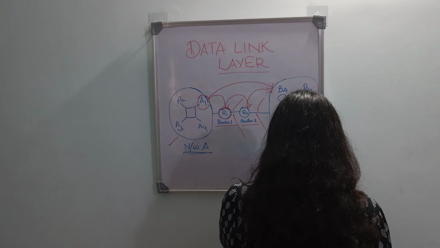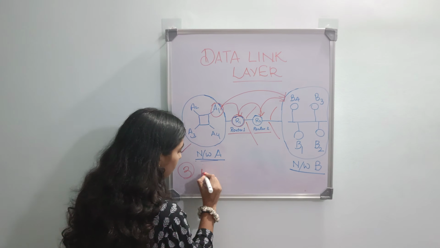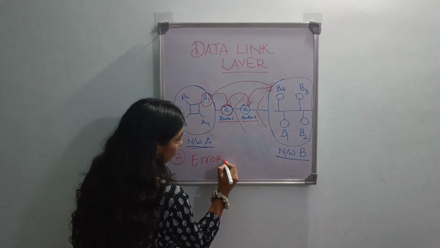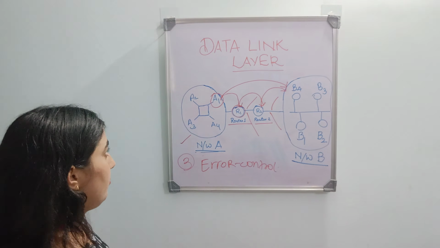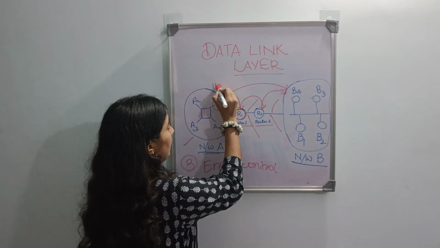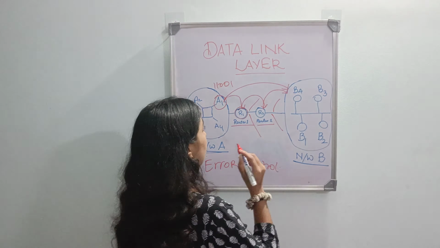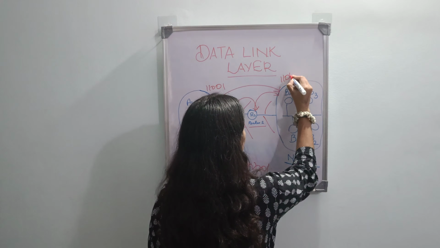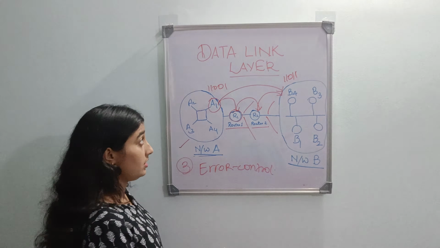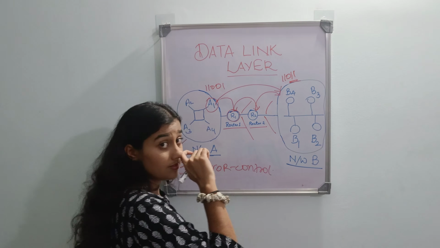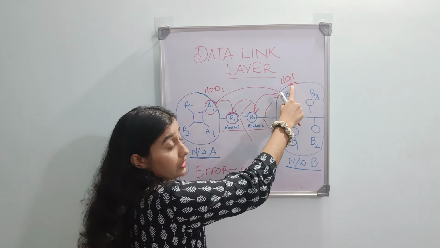So now the next one is error control. The third responsibility is error control. For example, if A1 is sending 11001 as the data, but B1 receives 11011 as the data, as you can see, there is a change of bit. It means there is an error over here.